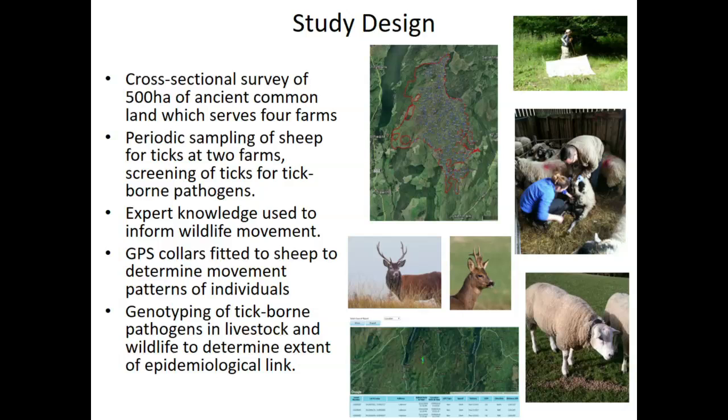This was followed up with periodically sampling randomly selected sheep at two of the farms, depending on husbandry practices. This wasn't taking bloods because we couldn't obtain a Home Office licence. This was using ticks taken off them as a means of xenodiagnosis.